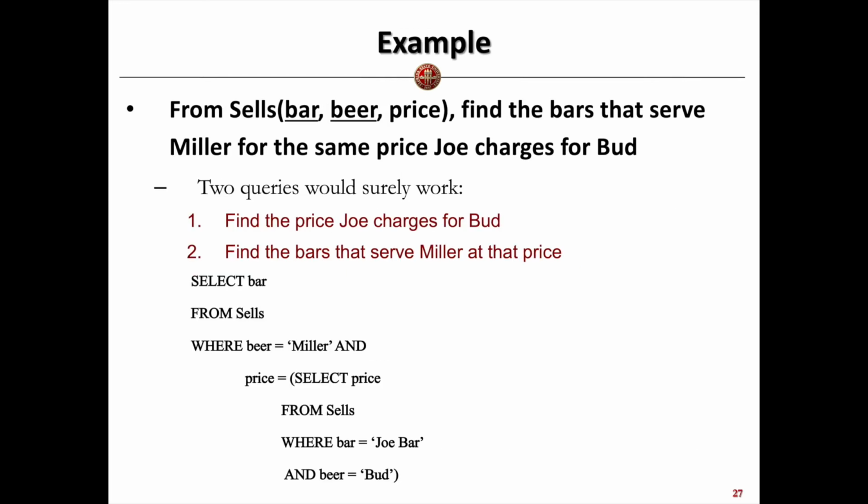In this example, we have a question from the sales table with bar, beer, and price. Please find the bars that serve Miller, the B and M, Miller, for the same price as Joe's Bar charges for Bud. Before you see the answers, please try to do this query by yourself first. So we have different ways to do this query, right? If you still remember, before we mentioned that we can use the same sales table multiple times to do this query. If we use the multi-relation SQL or the select-from-where statements, how do we do this question?